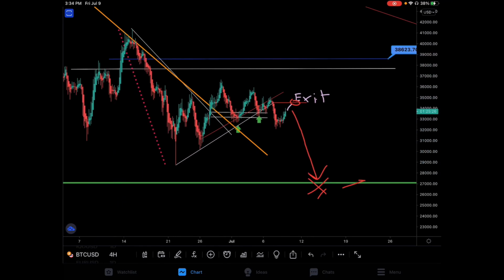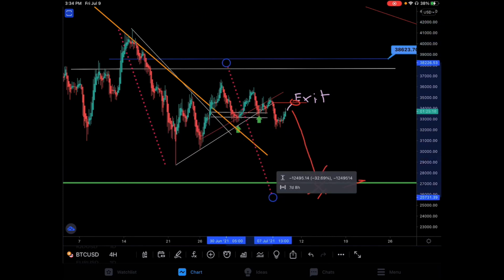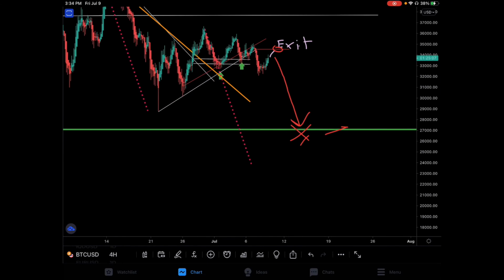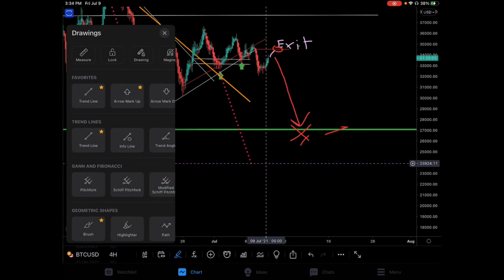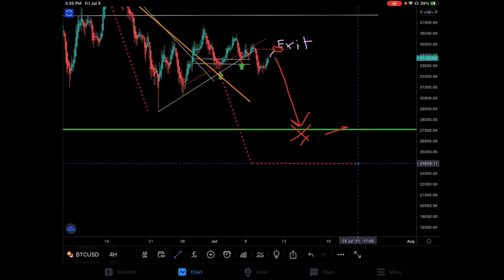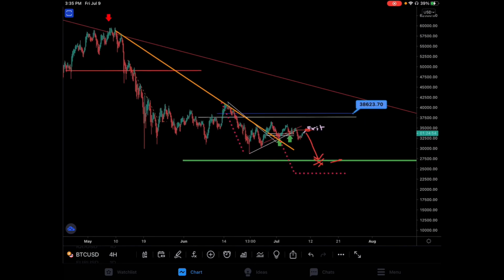I take that measuring line, and what I do is I take the top of the peak, and then I double that line on that peak, and this is how it looks. Clone. See that? Down, up, down. And where does that line end? 23,000. That's the next support. That line you draw.